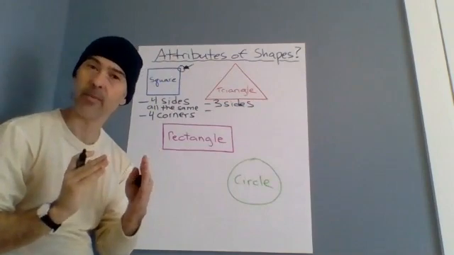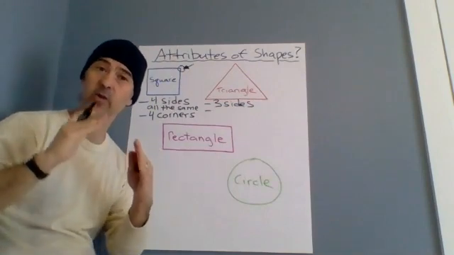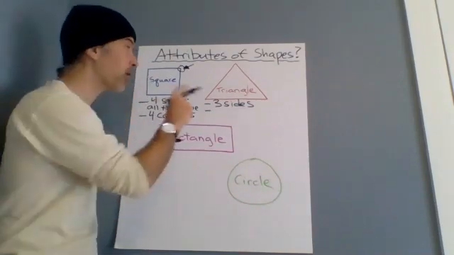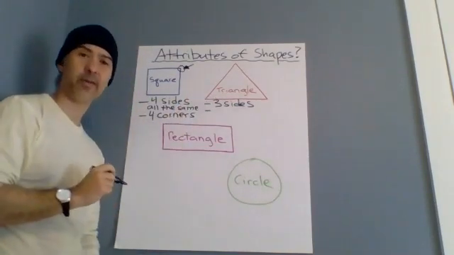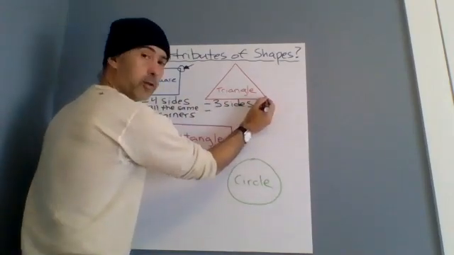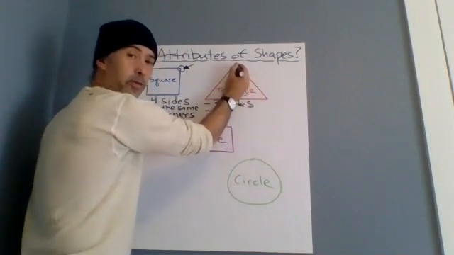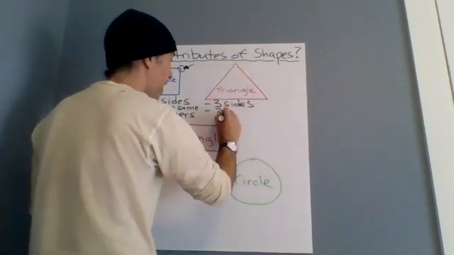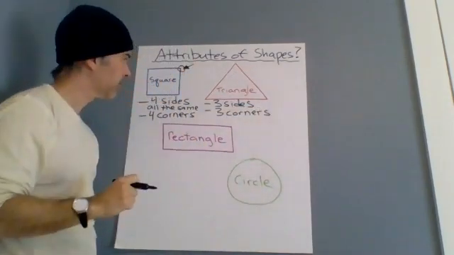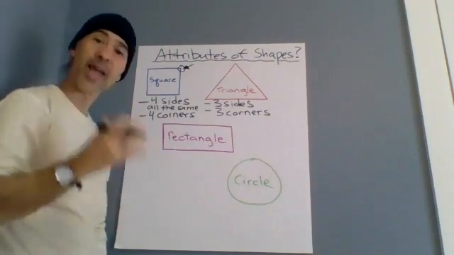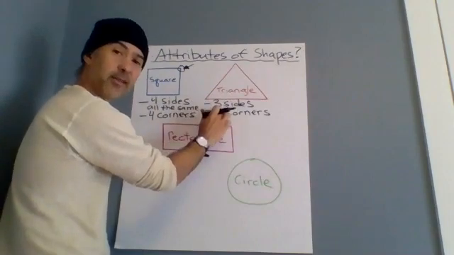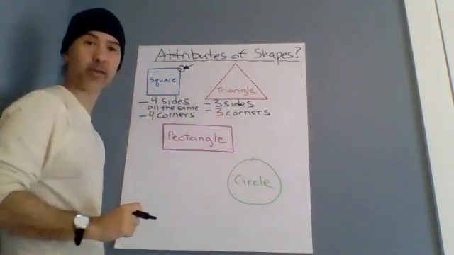Now, what's a corner again? Remember we talked about a corner. It's where 2 sides meet together. So how many corners does a triangle have? 1, 2, 3. So a triangle also has 3 corners. So the attributes of a triangle are that it has 3 sides and 3 corners. Okay.